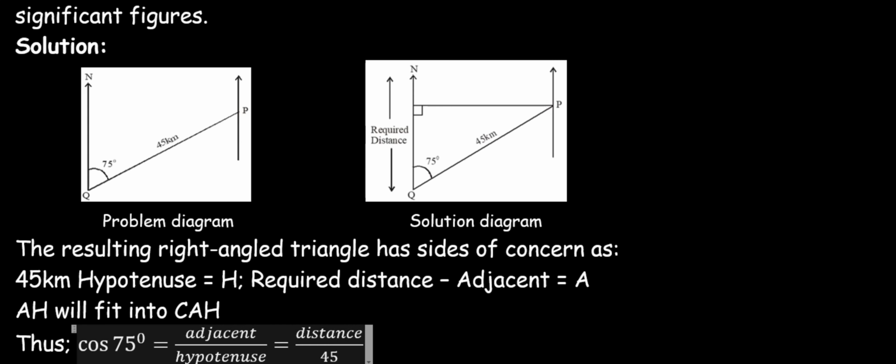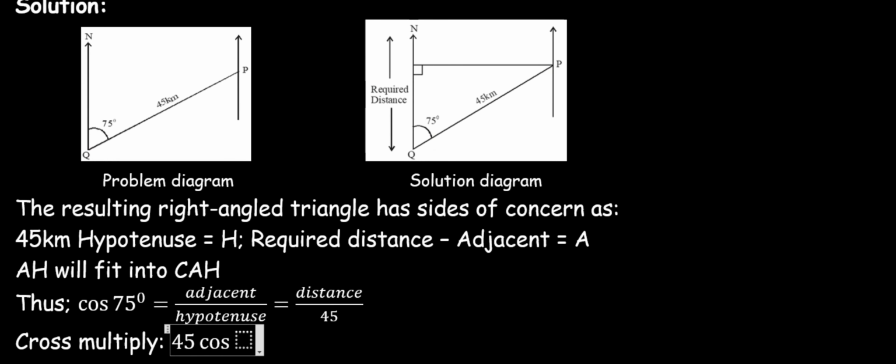When we cross multiply, the result is 45 times cos 75 will be equal to the required distance. And when we check 75 under 0 in cosine of angle, it is 0.2588. So our result will be 45 times 0.2588 will be equal to the required distance, which is the same as 11.646 and approximately equal to 11.6 to 3 significant figures.